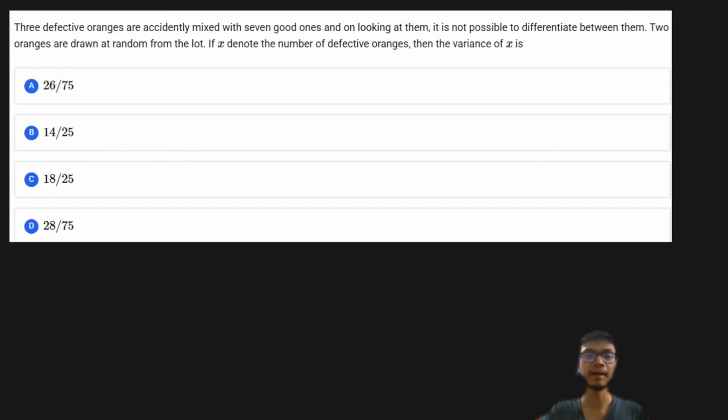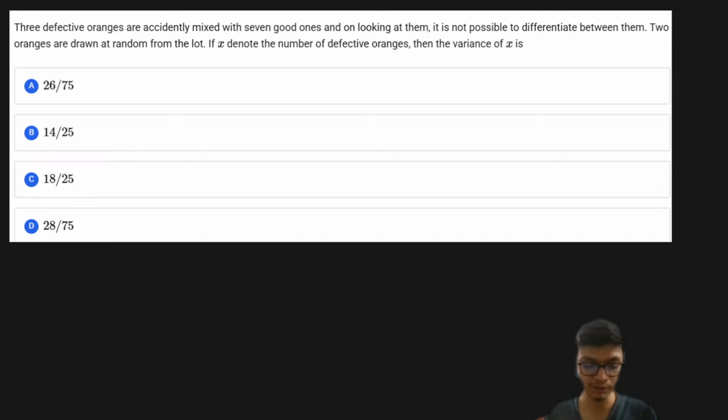So again, we have an interesting problem over here. It is said that three defective oranges are accidentally mixed with seven good ones. On looking at them, it is not possible to differentiate between them. Two oranges are drawn at random from the lot. If x denotes the number of defective oranges, then the variance of x is what?